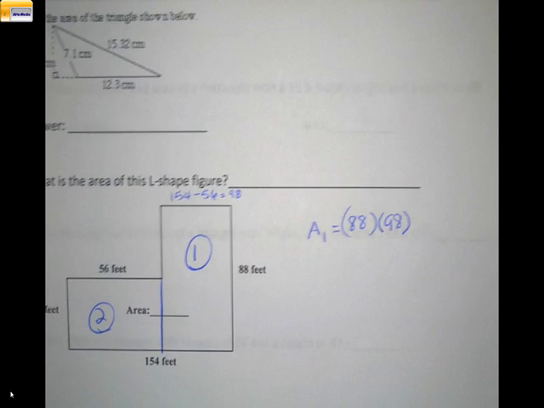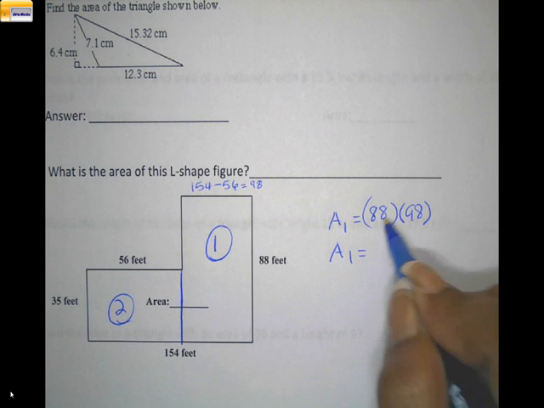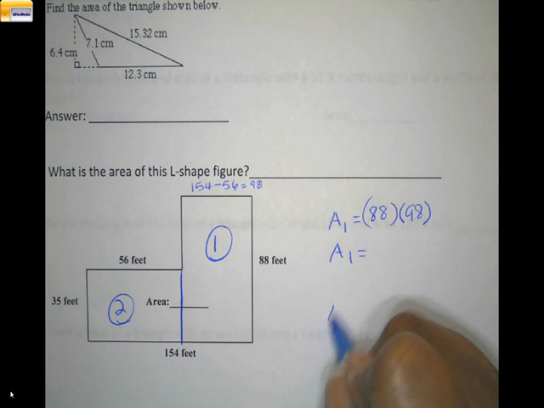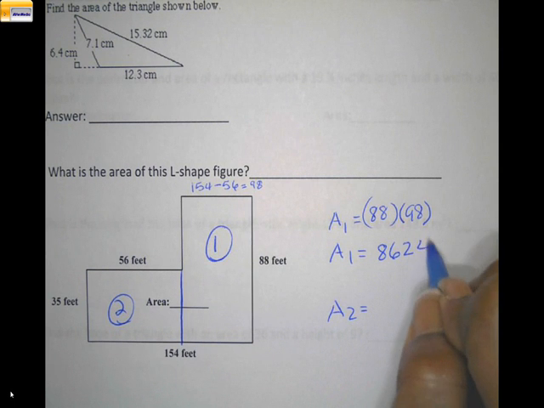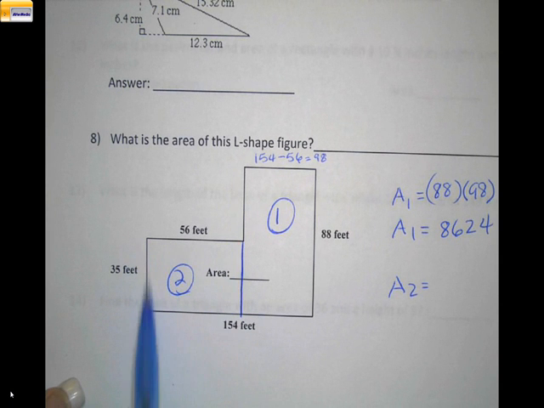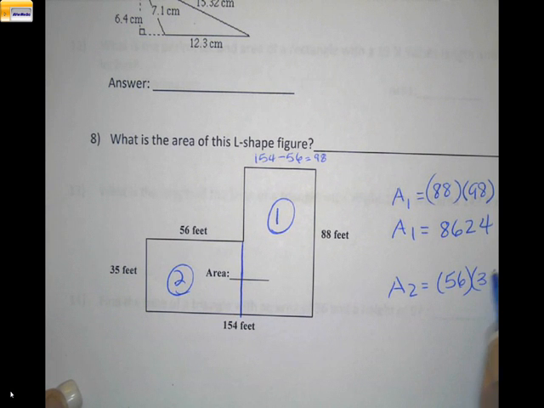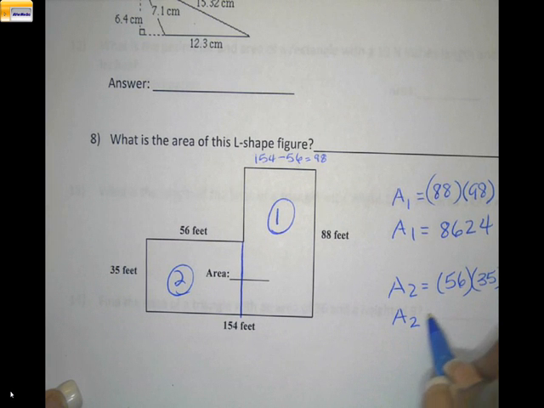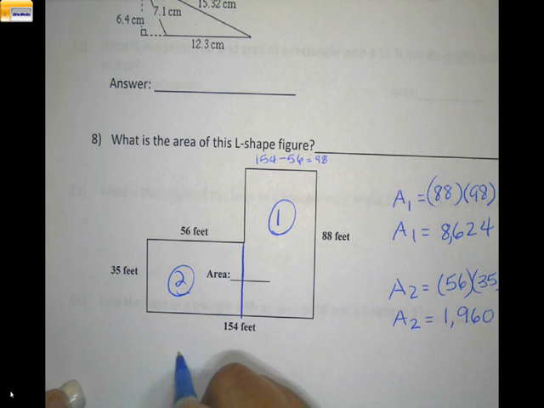How much is that? For area 1, 88 times 98. What is that? 8,624. Okay, and then on area 2, I have a length of 56 feet and a width of 35. So what's 56 times 35? What's area 2? 1,960. Okay. So when I add the 2 together for the entire area, what do I get?